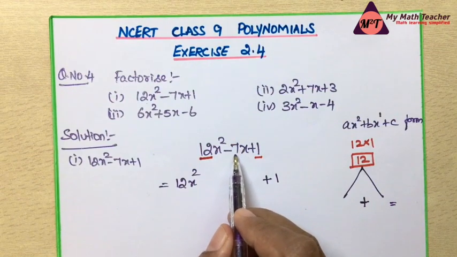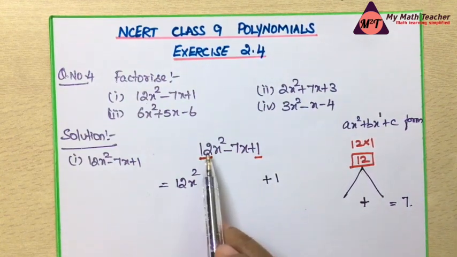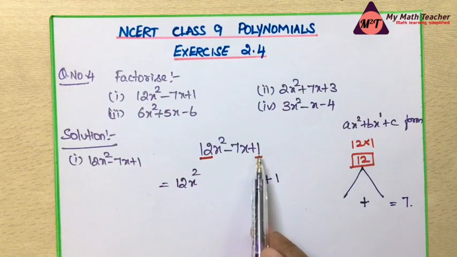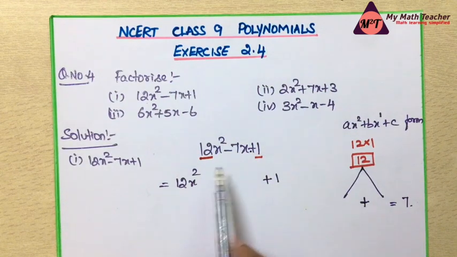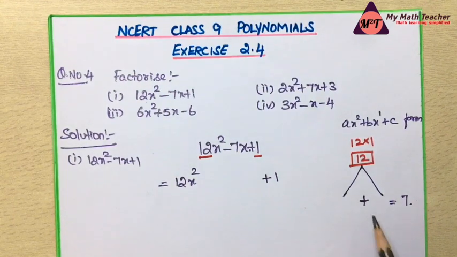Now look for the middle term number. What's the middle term number? 7. So what you have to do? Multiply these 2 numbers. Write the symbol which is just before the constant, that is plus. Now write only the number which is there in the middle. We have to identify 2 numbers. Let us start from ascending order. Let us start from 1.